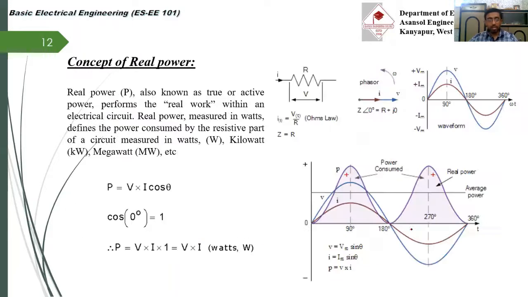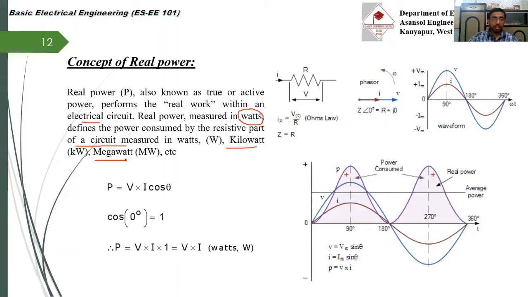Okay. Now, what is real power? Real power is known as the true or active power that performs the real work within an electrical circuit. The real power is measured in watt, W-A-T-T, and it defines the power consumed by the resistive part of the circuit. That can also be measured in kilowatt or megawatt.